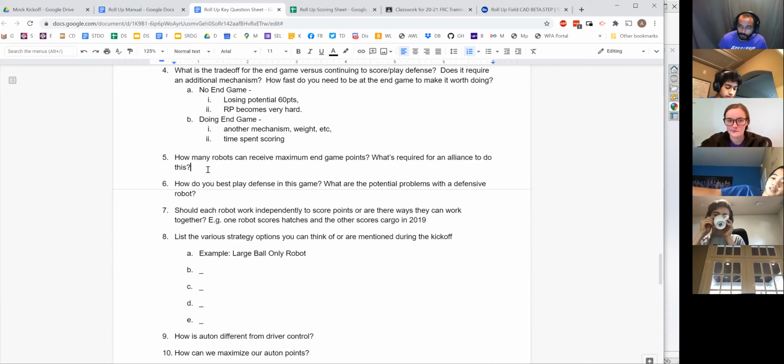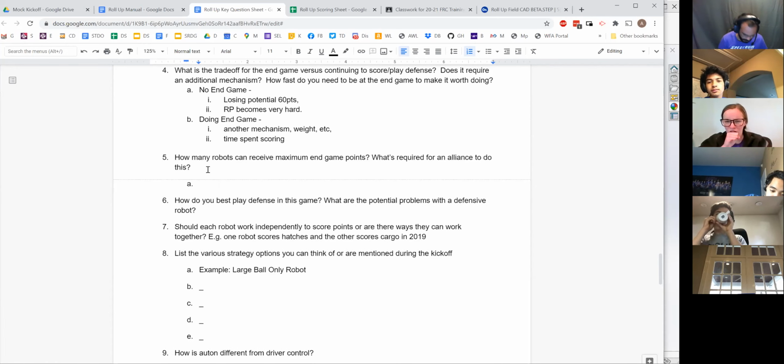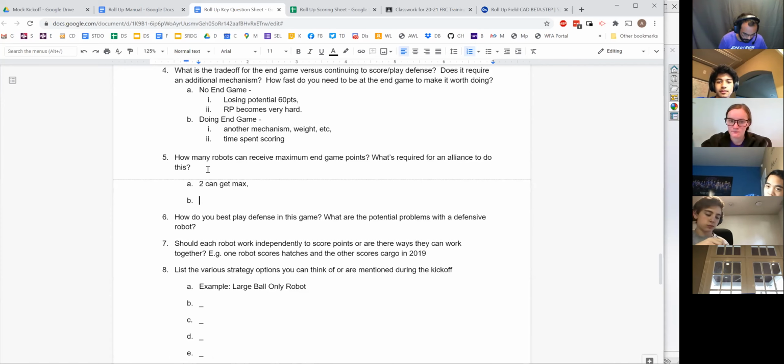Okay, how many robots can receive maximum endgame points? What's required for an alliance to do this? We kind of talked about this already. Two can get max, right? We talked about this. Max endgame points is what? For an alliance, sorry.